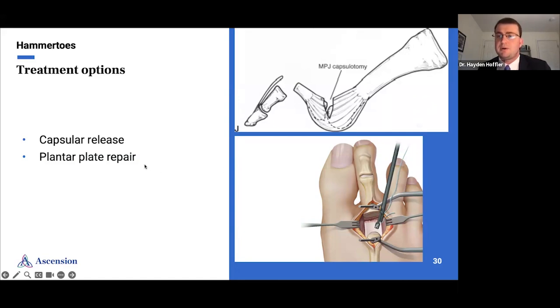Plantar plate repair. Remember how I was stating how the toe can go to the inside or the outside, up and down. Sometimes with MRIs, if a plantar plate is found to be torn, both clinically and on the MRI, a plantar plate repair is sometimes needed.